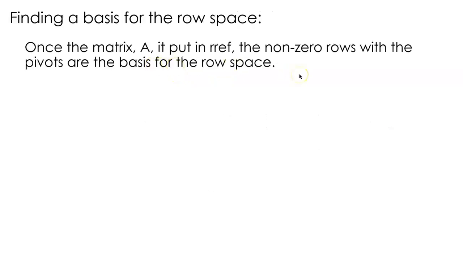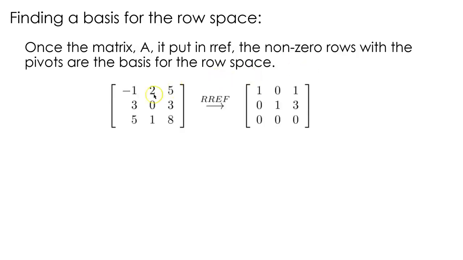So let's look at this. Once a matrix is put in row reduced echelon form, the non-zero rows with the pivots are the basis for the row space. What's that mean? So I put this in row reduced echelon form. I've got 2 rows that have pivots, so the first row and the second row form a basis for the row space.